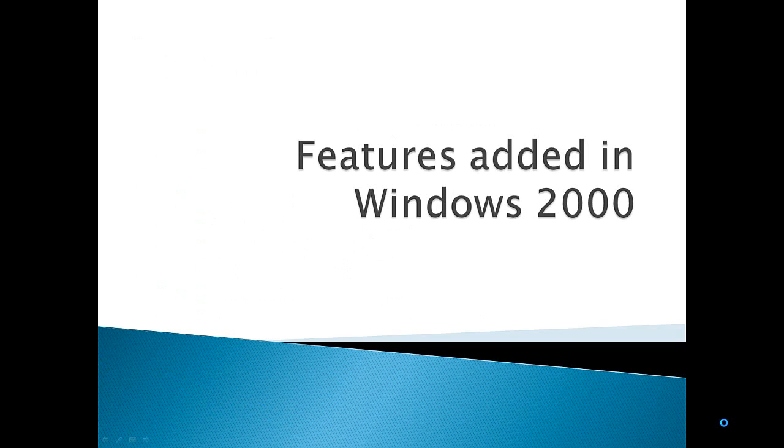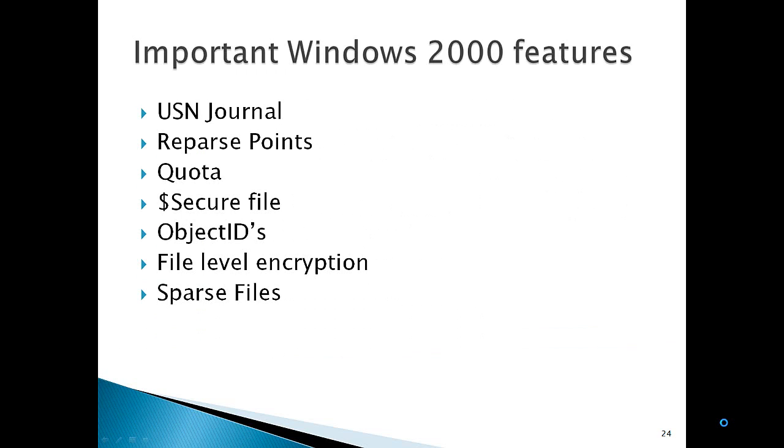Now let's go into features that were added in Windows 2000. Well, we've already talked about the journaling. So Windows 2000 added USN journaling, which here again is going to make the entire file system more robust, allow better recovery from errors, allow recovery from even, say, a power down. A reparse point is a way to store user-defined data. You can think of this maybe as a tag that was inserted.